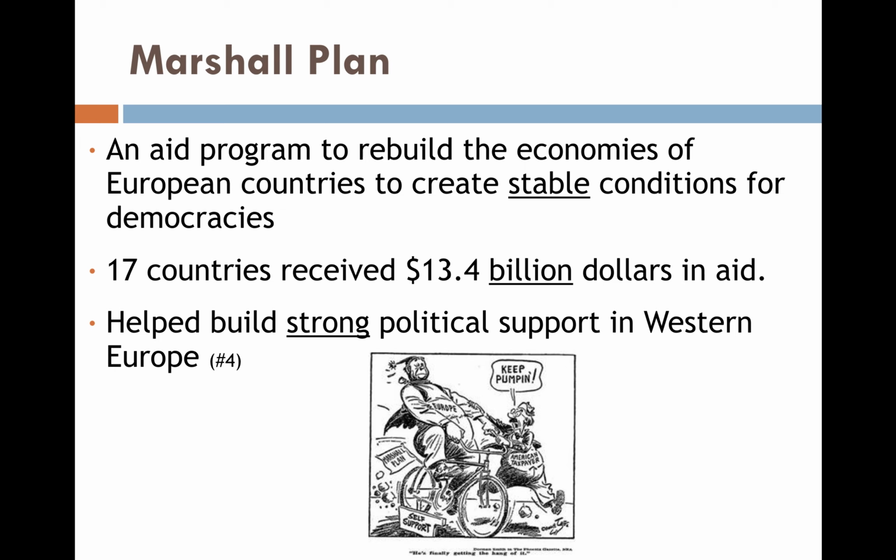And so we give 17 countries $13.4 billion in aid, just money that we're giving to these countries to help them rebuild so that they're not vulnerable to becoming a communist country. And it's going to build really strong political support in Western Europe. All of these countries are still allies with the United States today. If you look at these countries, they are strong allies with the United States, in part because we supported and helped them after World War II, and we helped them maintain their democracies after World War II.